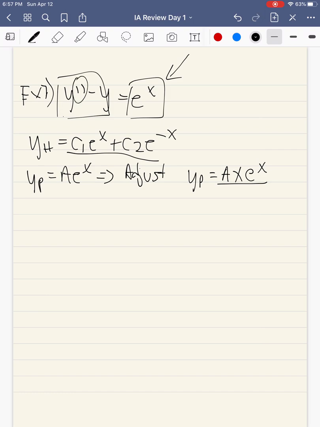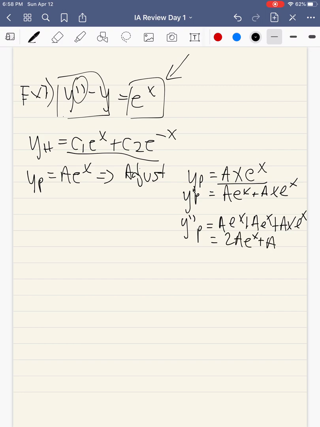So again, I have a double prime, so I need to find my yp double prime. For the first derivative, we need to use our product rule, since we have a variable times a function of a variable. So a e to the x first, the last, plus last, do first. I did this out of order, but you get the picture. That is our product rule. For our double prime, we have to do product rule again. So we get a e to the x plus a e to the x plus a x e to the x. This simplifies to 2a e to the x plus a x e to the x.